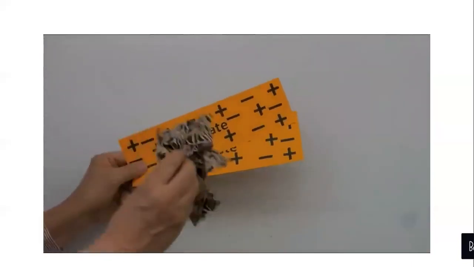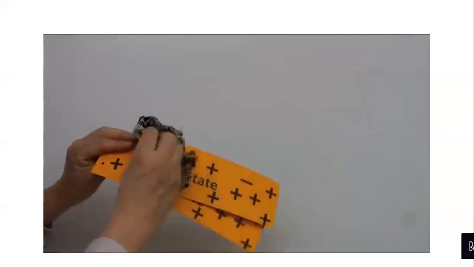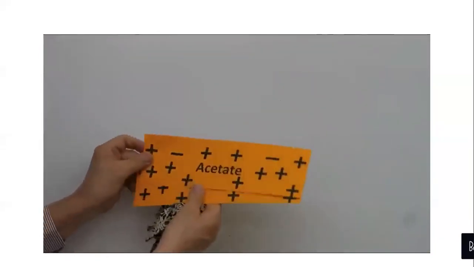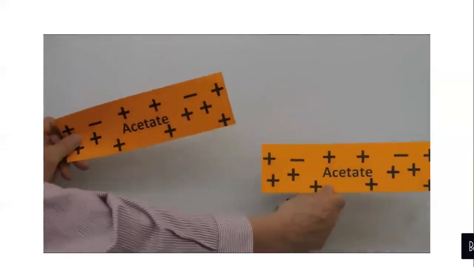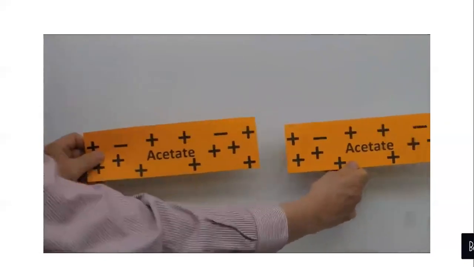Now in this case, when I rub the acetate strips with Orlon, I'm actually removing electrons, and that's going to make them positively charged. Once again, when I have positive charge near a positive charge, they're also going to repel each other or push each other away.